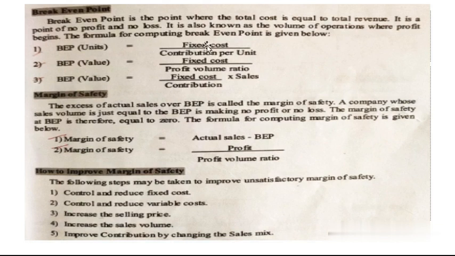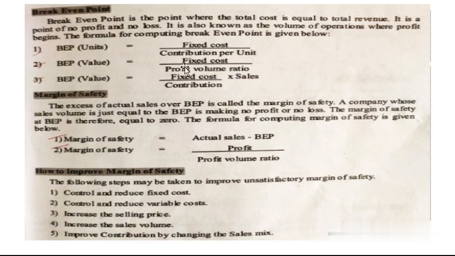The formula for computing break-even point is given below. It is also the number of units you produce, where if you increase the production beyond these units, this is the point where your profit will begin. So if you produce this number of units or more, you will get profit. The formula is: break-even point in units is equal to fixed cost divided by contribution per unit. If fixed cost amount is given, then the break-even point value formula will be fixed cost divided by profit volume ratio.